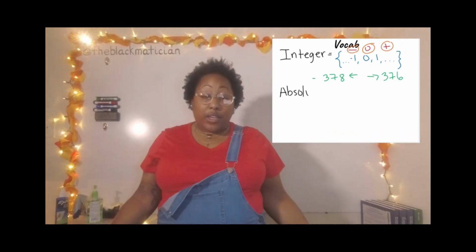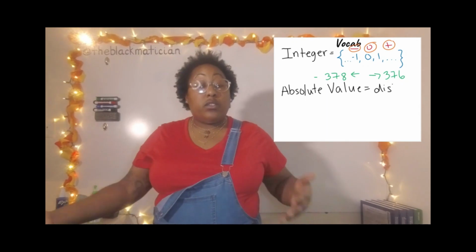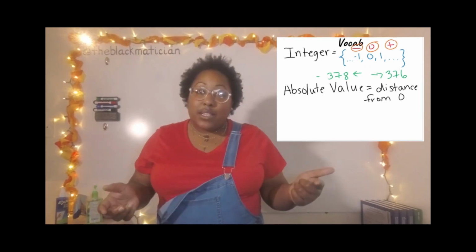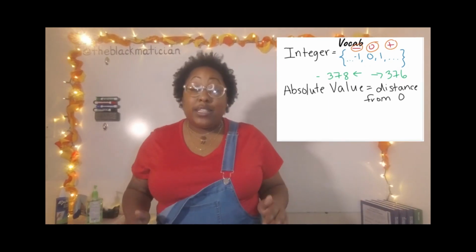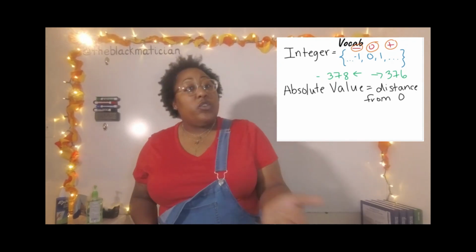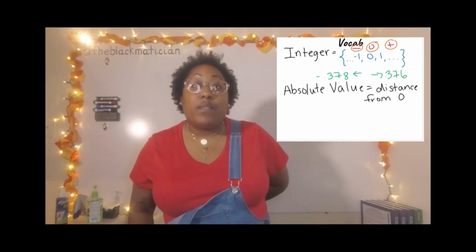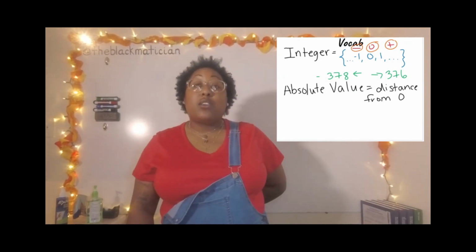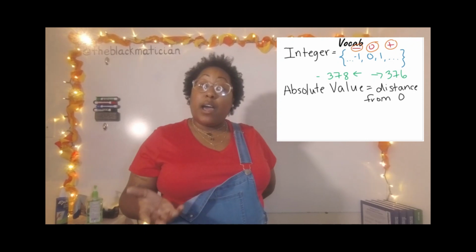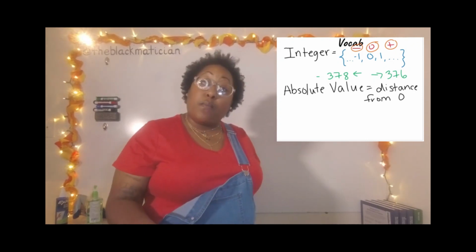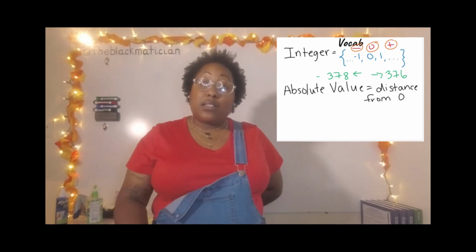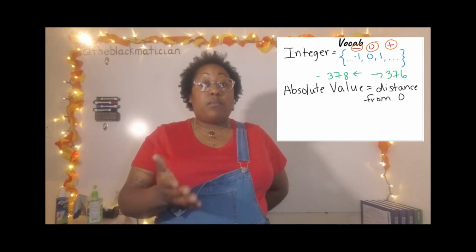Now, absolute value is just the distance that those numbers are from 0. Distance is never negative. Distance is always positive. Would you tell a friend that their house is negative 12 feet away? No, you would tell them that their house is 12 feet away. So distance is always positive. So when I'm talking about absolute value, I'm telling you to find the positive number for that distance. I want to know the distance from 0, so the number is going to be positive.